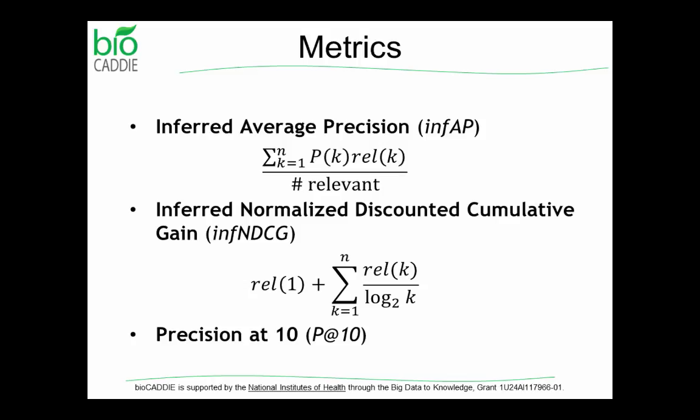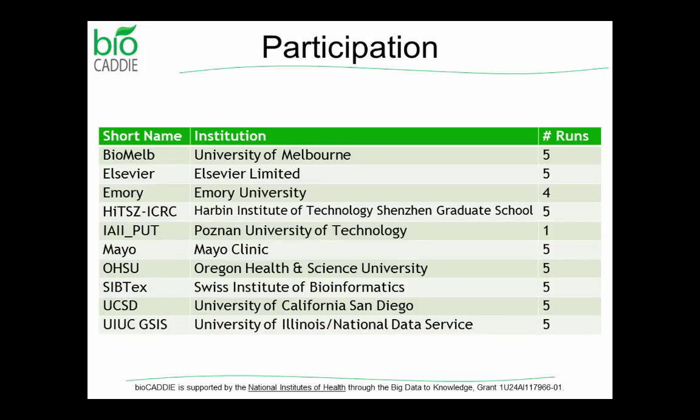The precision at 10 doesn't need to infer because we guaranteed that all top 10 results were judged. So there was no need to infer anything there. So even though we had a fairly tight timeline, we still got participation from 10 separate teams, which is pretty good.